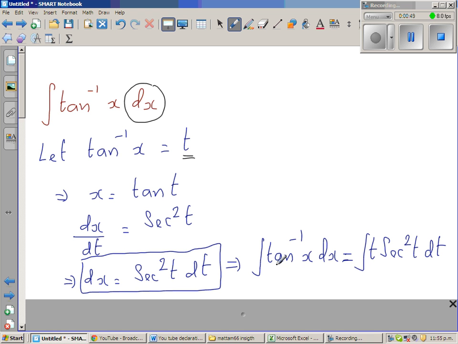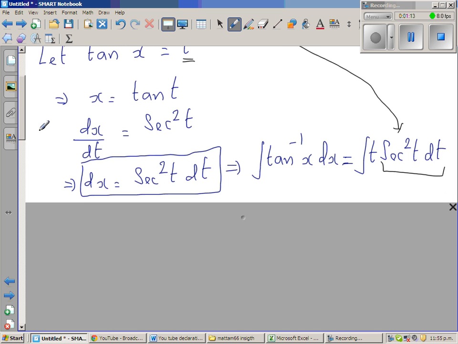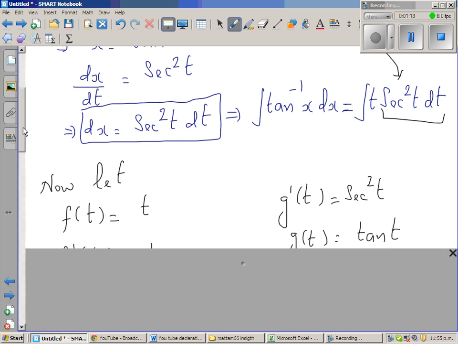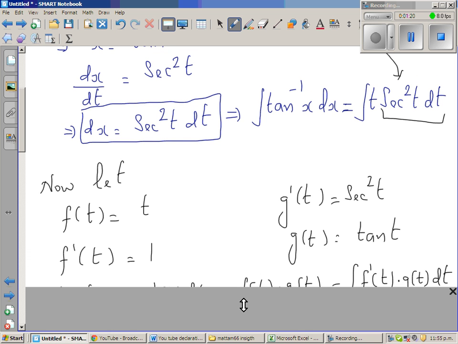So this implies the integral of tan inverse of x dx changes into t form, that is the integral of t times sec squared t dt. So this dx is changed to sec squared t dt, and tan inverse of x is t. Okay, so now we're going to do integration by parts. So this is how you set out.